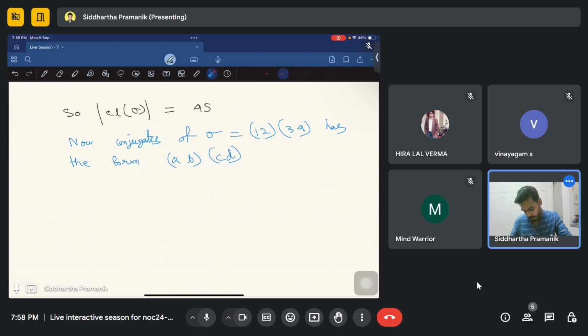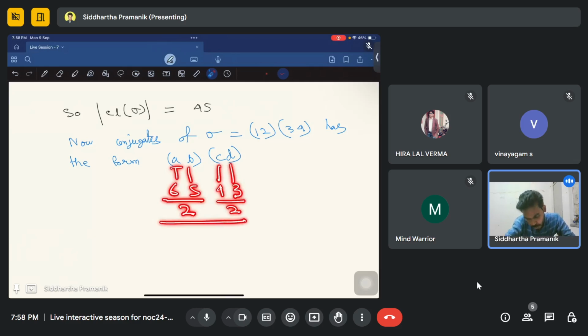So we need to find the total number of elements of this type. Again, this has 6 choices, this has 5, this has 4, this has 3. It should be divided by 2 because of the 2-cycle, same reason here, and these 2 cycles can commute, so you will again divide by 2. So this equals 45. Yes, you are correct.